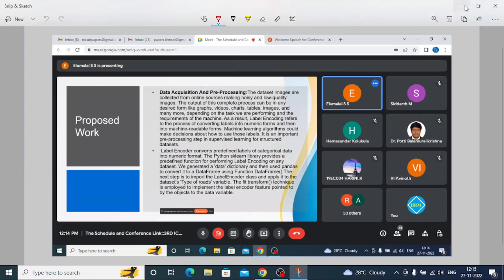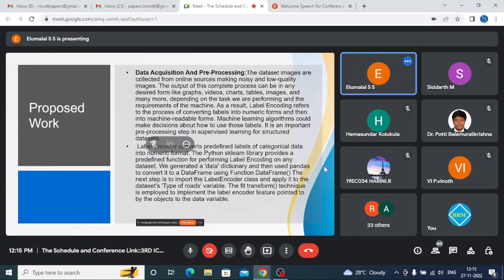As a result, label encoding refers to the process to convert the data frame using a function. The next step is to import the label encoder class and apply it to the data sets. Types of roads, variables, and heavy traffic like bypass, state highways, and national highways are used in emergency situations.